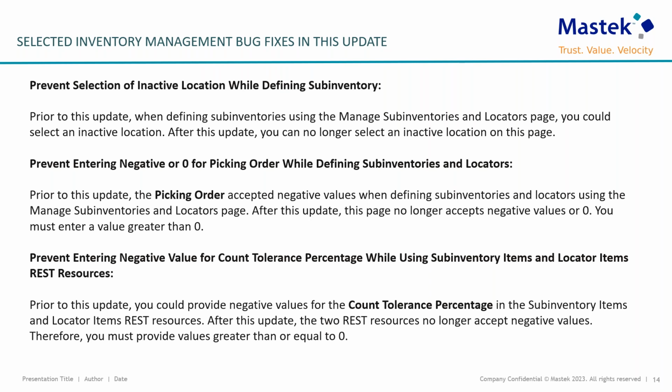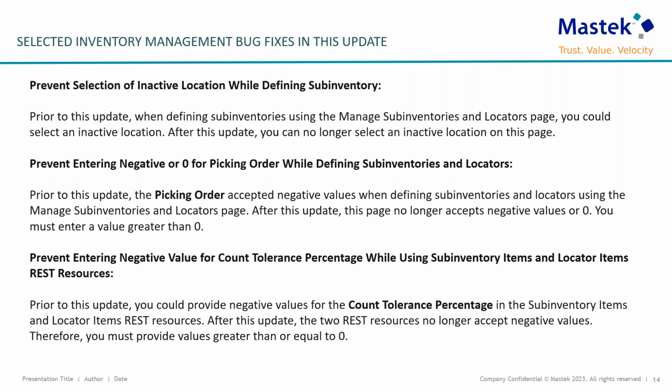Next one is, previously negative values were accepted for the picking order when defining subinventories and locators REST resources. However, this update no longer accepts negative values or zero. So we must now enter a value greater than zero. It will be a positive value.